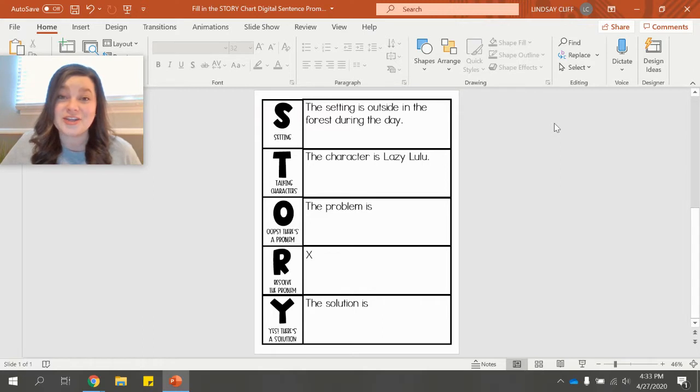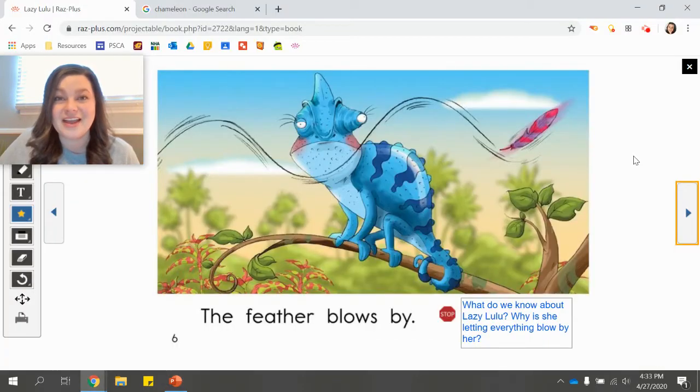Now make sure that you reread your sentence to make sure it's complete. The setting is outside in the forest during the day, period. All right, let's head back to our book. All right, my turn to read. The feather blows by. Now you touch the stars and read it back to me.